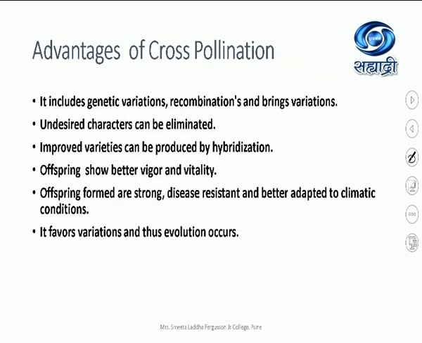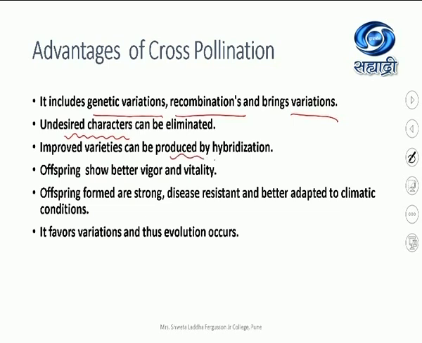Let us see what are the advantages of cross-pollination. Cross-pollination includes genetic variation, because here two different plants are going to mix with each other. So genetic variation is there. Recombination occurs, so it brings about variation. Undesirable characters, the characters which are not needed, can be eliminated by hybridization.